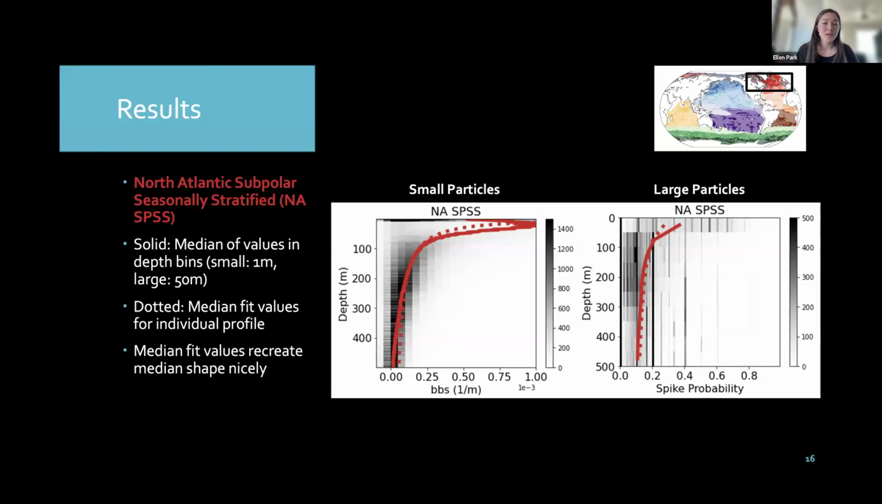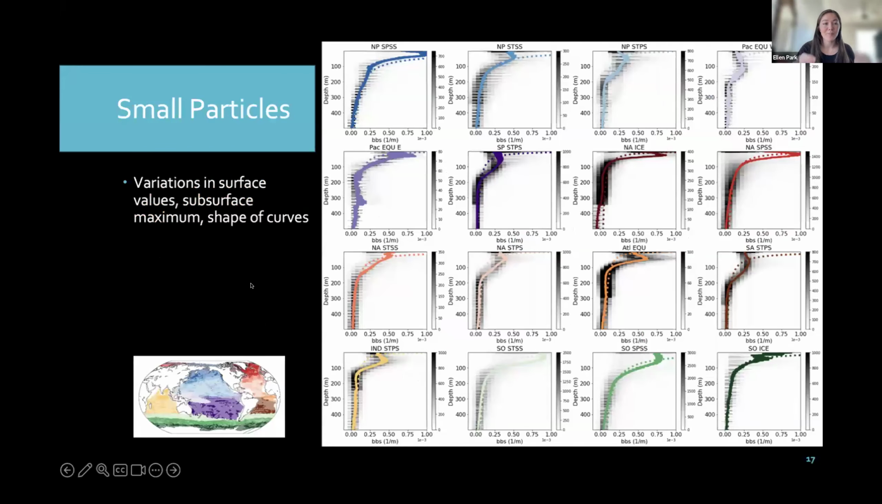And you can see too from these figures how we're able to get what the climatological average profile for small and large particles in each biome will look like. So now we can go ahead and look at what these profiles look like across, in this case, 16 different biomes where floats were present.